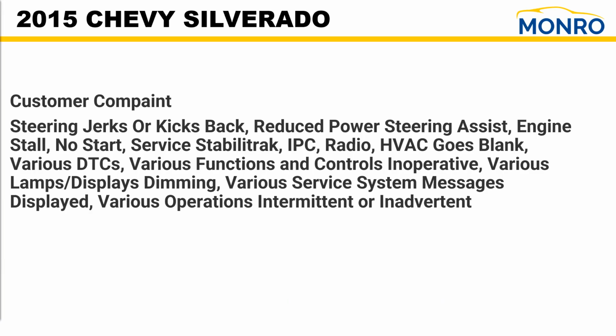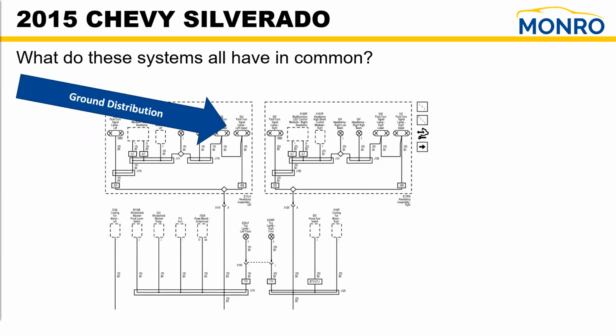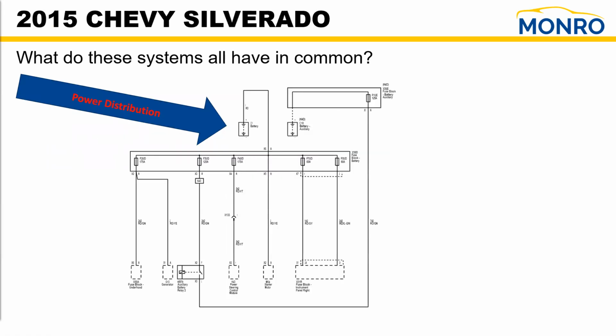So here's a classic example. When we look at all those different pieces at one time, what we've got to take a look at is what do those components all have in common? If we look at the ground distribution, all of these appear to have their own separate and independent ground. Now, keep in mind that the battery ground cable to the chassis ground is common, so we're not going to rule out the ground in its entirety. But if we take a closer look at the power distribution, we start to see where all of these components are tied together: at the power distribution module.